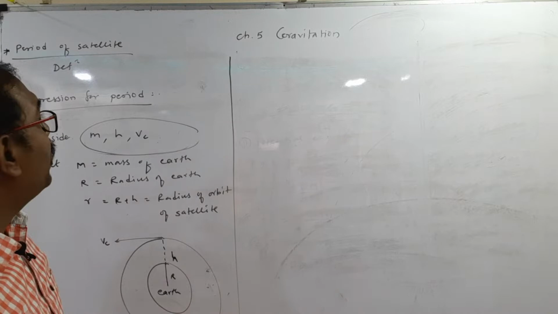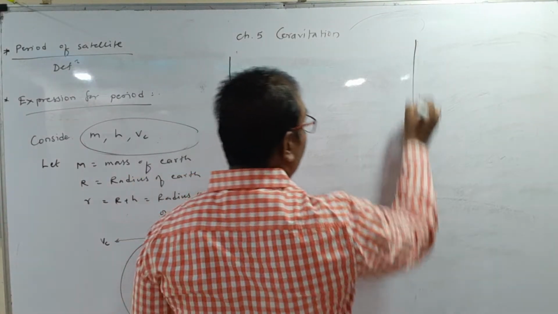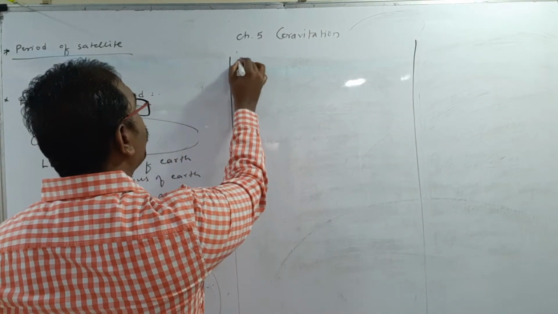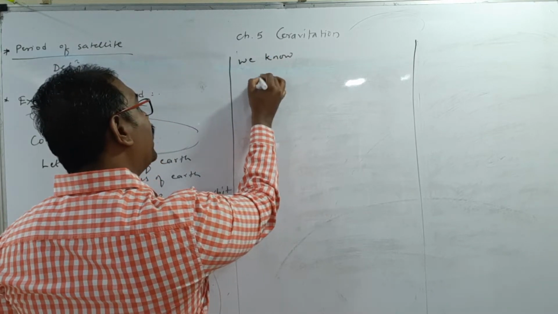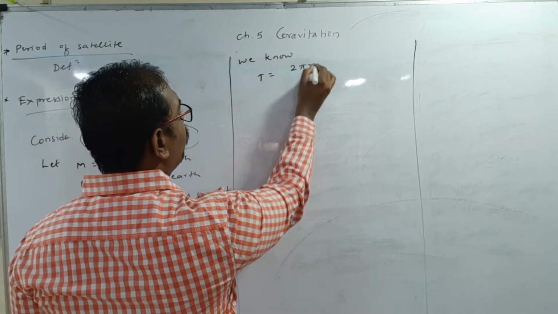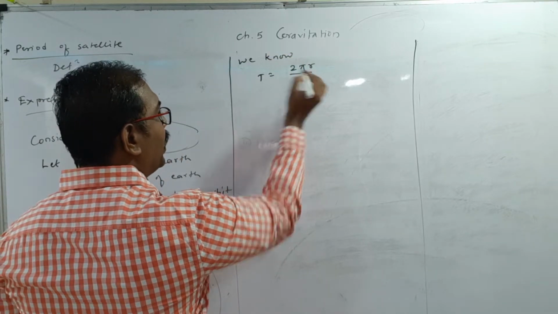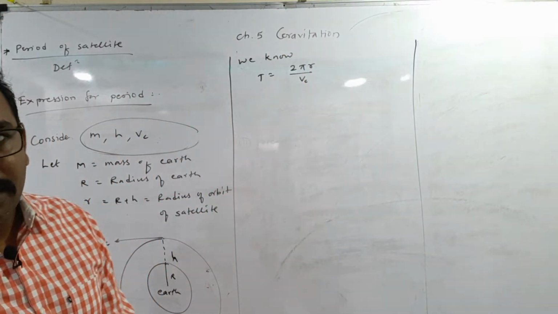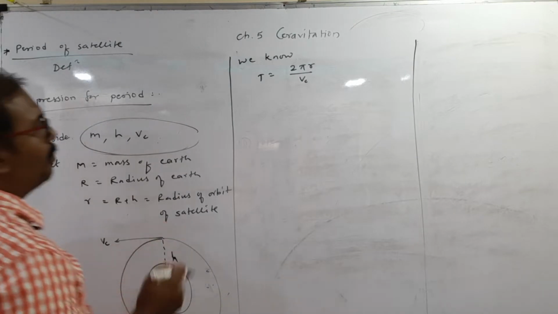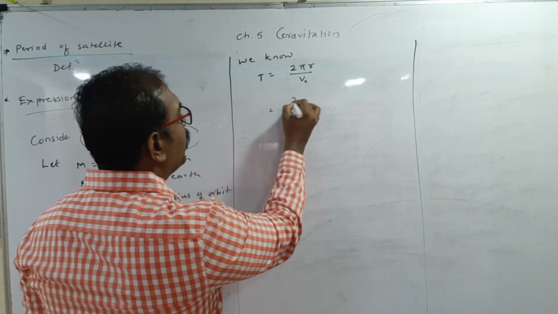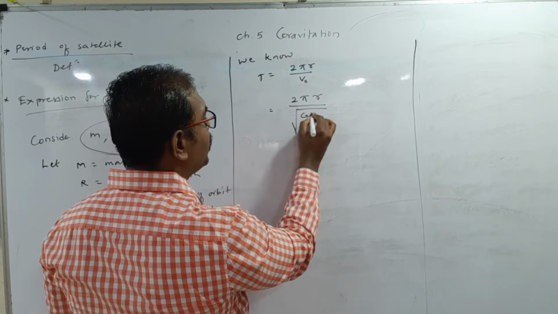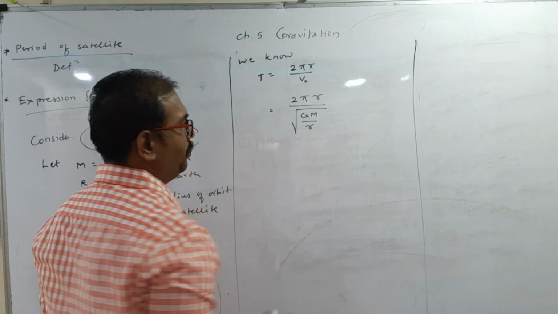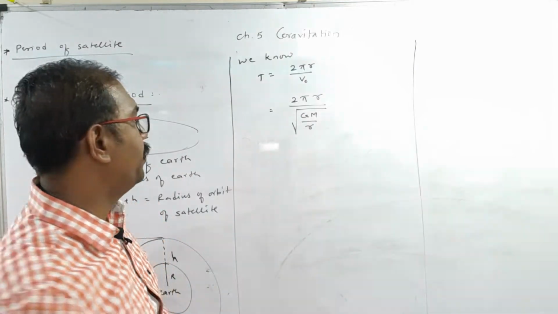Here we have to find the period. We know the formula. The period is given by 2 pi r by v, and the velocity is vc for the satellite. So the period is 2 pi r by vc. Here 2 pi r stays as it is. The critical velocity formula we obtained in the last article is root of GM by r.